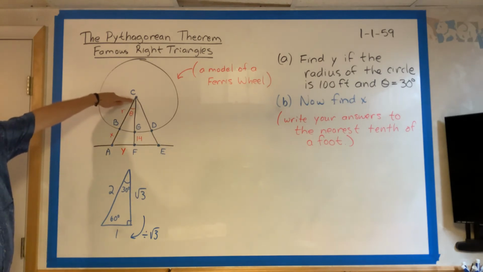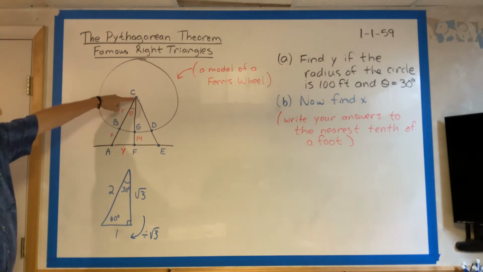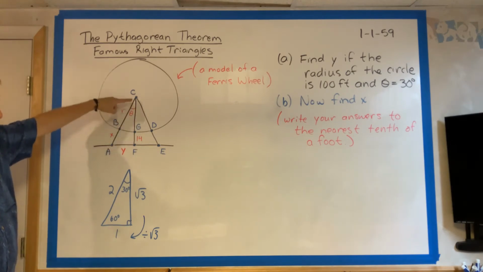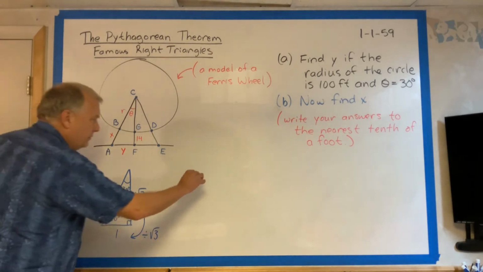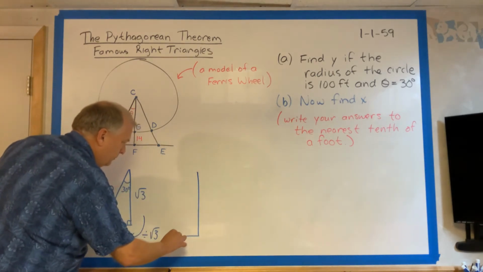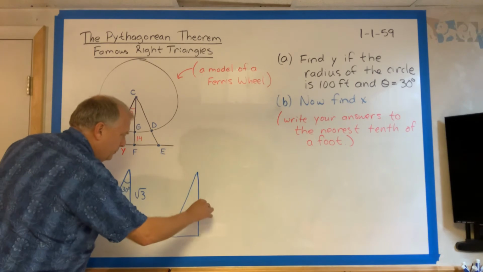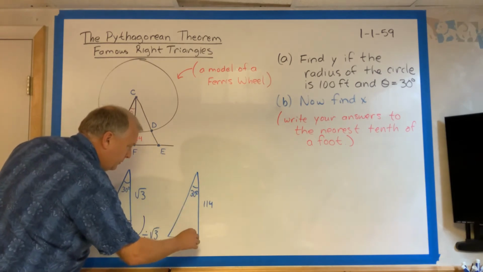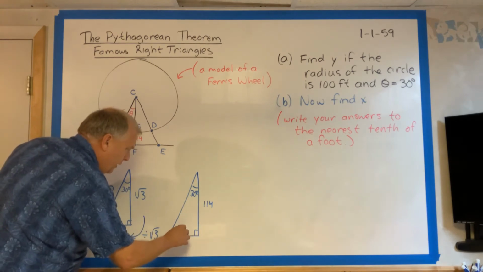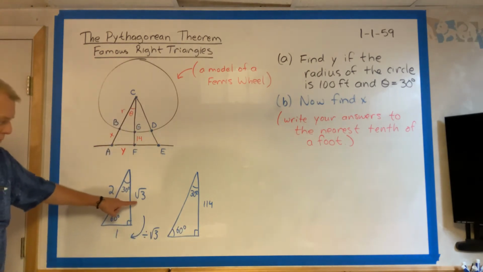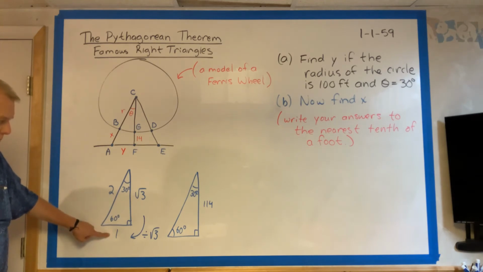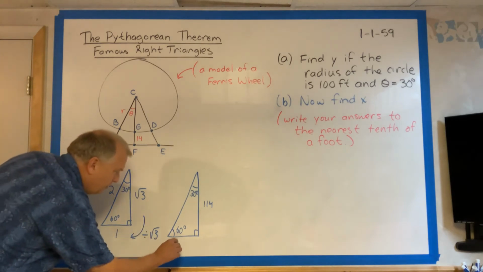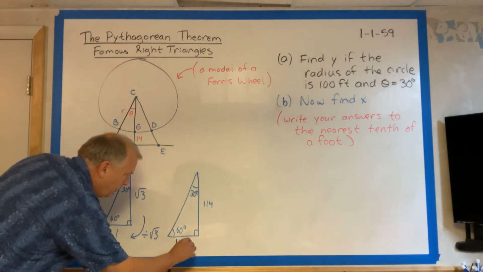So if this radius is 100, then this length from C to F is 114 feet. I can use that as a new 30, 60, 90 triangle. And the value of a similar triangle says I go from the long side to the short side in this version of the 30, 60, 90 the same way as I do from here to here. I just divide by the square root of 3.